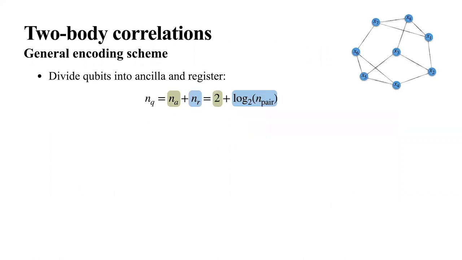We take this very simple quantum state that only tells me about classically, statistically independent variables. What is the next step? How can I start to encode two-body correlations between classical variables? The way to do that is, again, we break down the number of qubits, but this time we have 2 ancilla qubits, and we have log2 n_pair register qubits. And n_pair is the number of pairs of variables that I will encode. Let me be clearer with that.